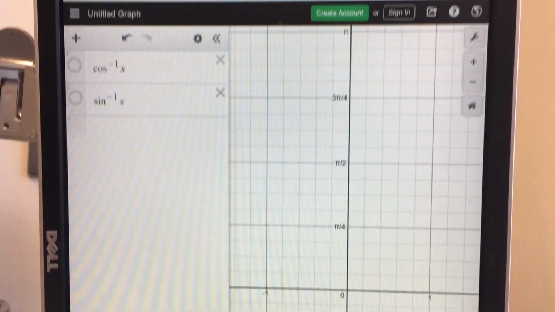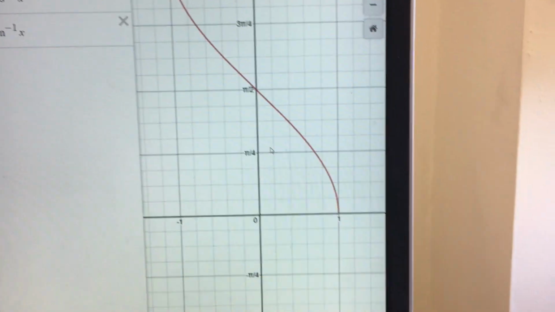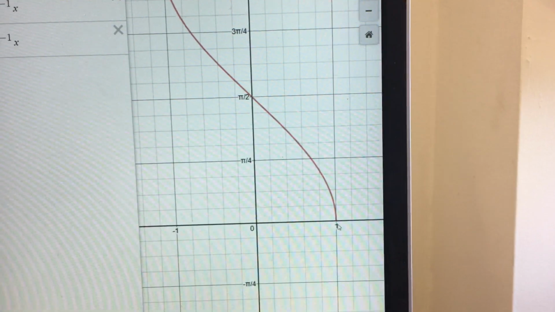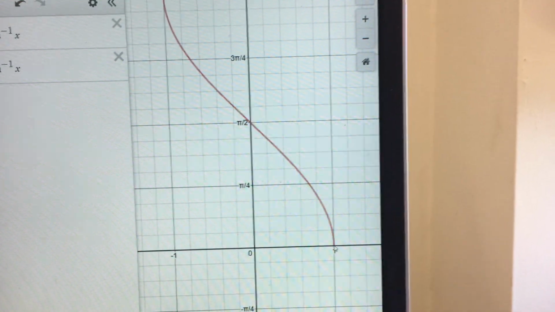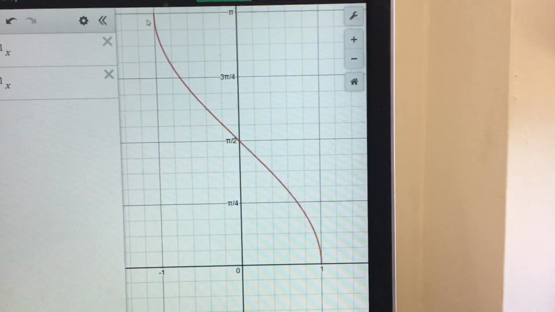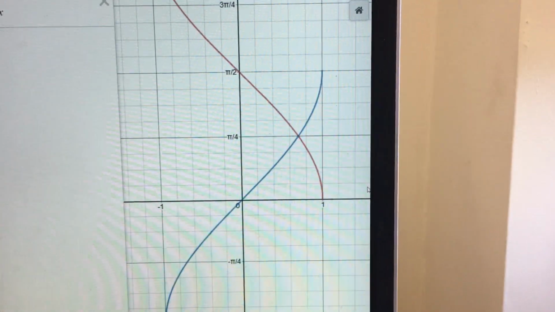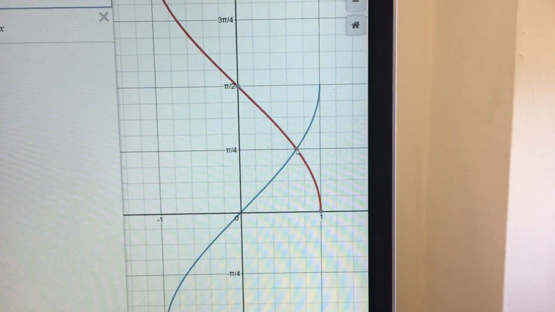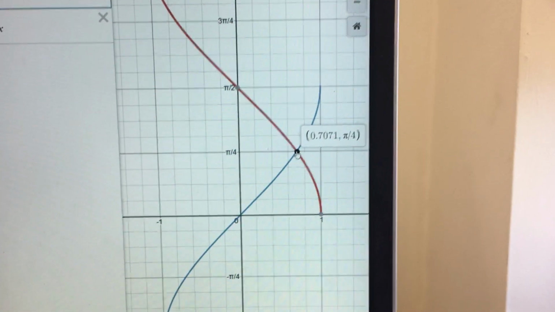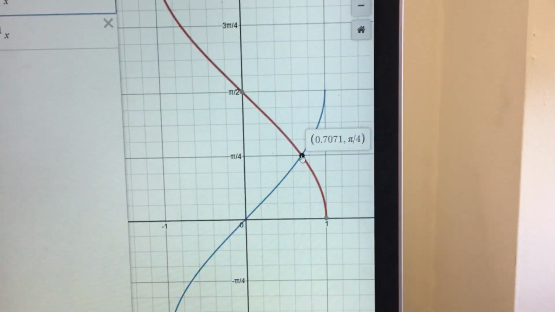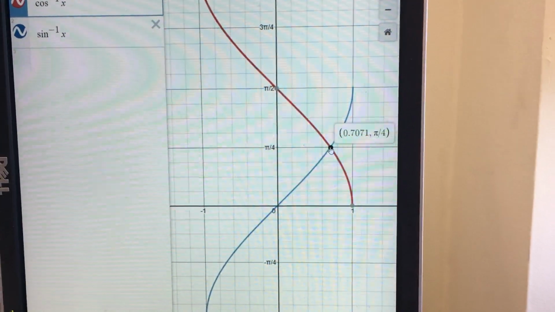Now, what does the graph of cosine inverse look like? Notice that we assume the output is in the first or the second quadrant, between 0 and pi. And what's the output of sine inverse? Okay, so what x value are they equal on? Pi fourths. The only value they're equal on is pi fourths.